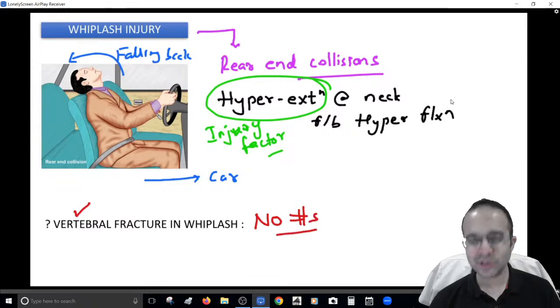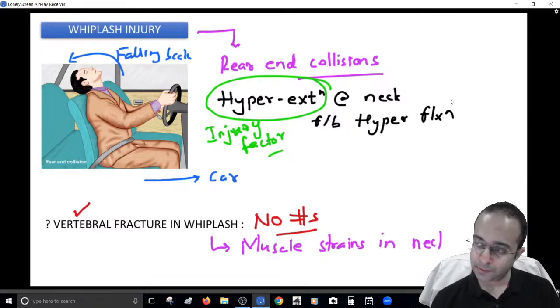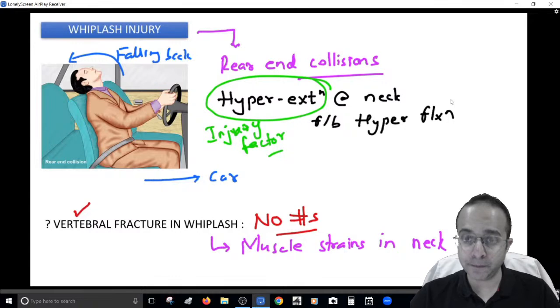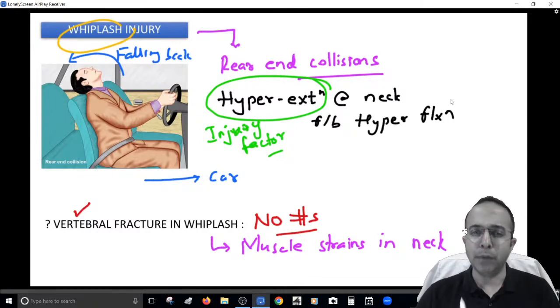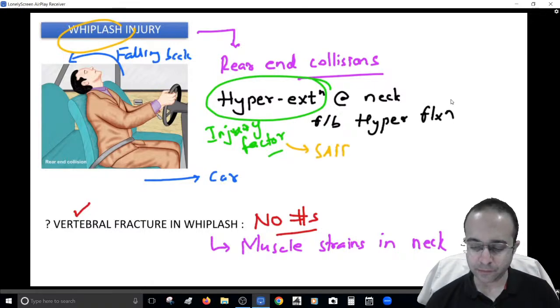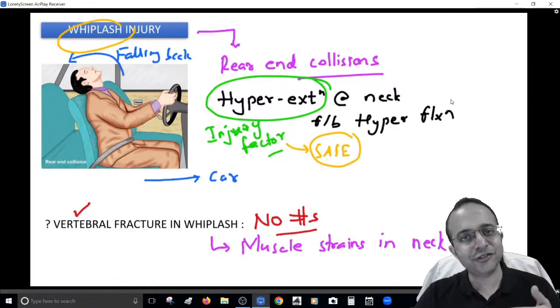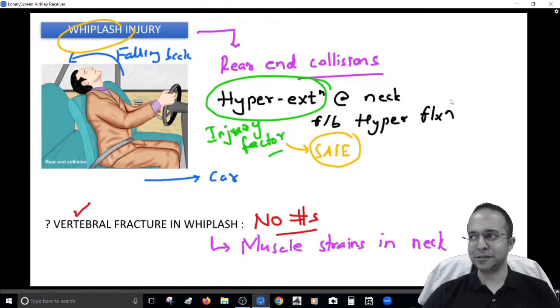Googly. It was a small googly, no fractures. Please, whiplash is most of the times just muscle strains in the neck. So please don't get carried away by the name. It is only the name that is dangerous. By and large, a very, very safe injury factor. So hyperextension is a very less damaging injury factor. It is flexion distraction which is a dangerous injury mechanism. Please be clear about it.